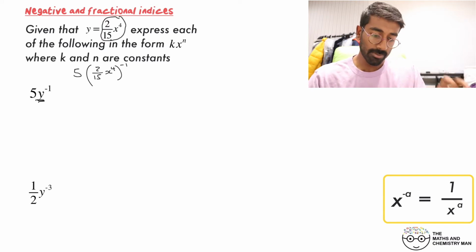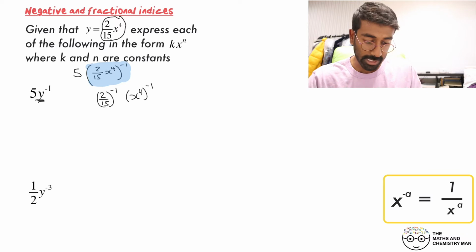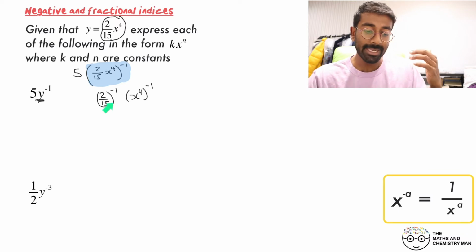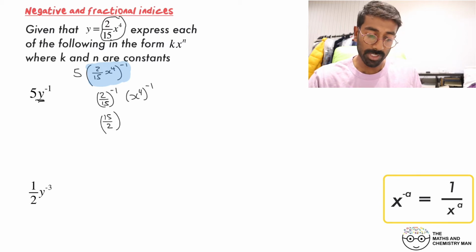So just like we did before, I'm going to focus on just this part here in the bracket. And what we're doing is applying a power of minus 1 to it. So I'm going to say, well, I've got 2/15 then to the power of minus 1 and x to the 4 to the power of minus 1. Now we're going to work with each of these bits. So with the first bit here, remember the negative power, what does that mean again? That means that we need the reciprocal. And so that's going to leave me with just 15/2. And then what are we doing in here? We've got to multiply our powers together. So that's x to the power of minus 4.